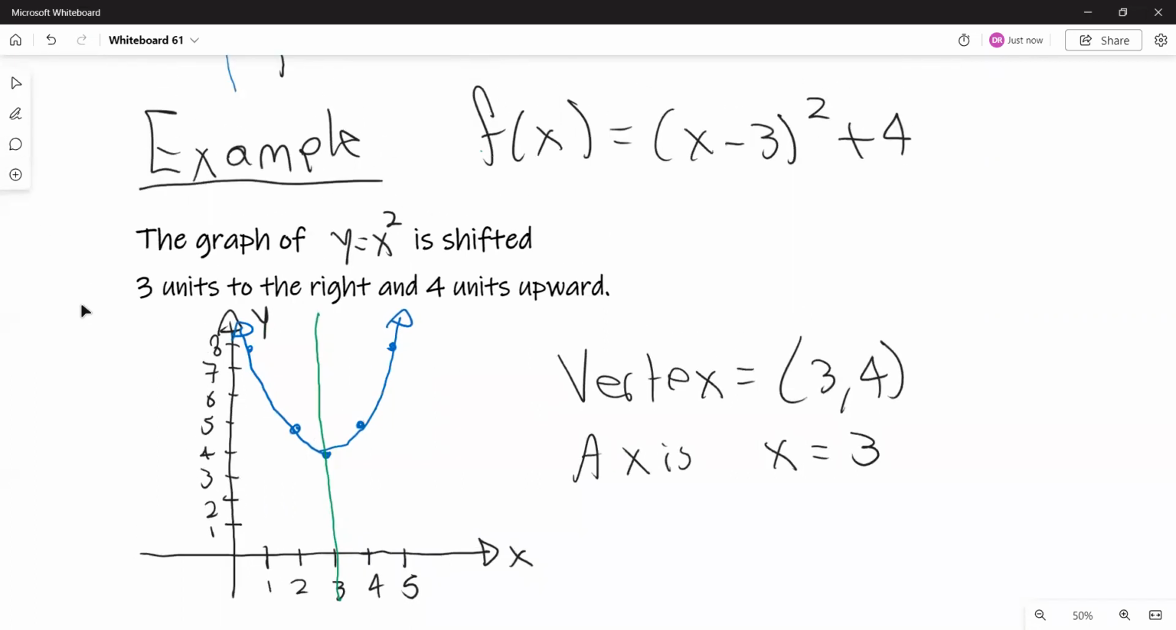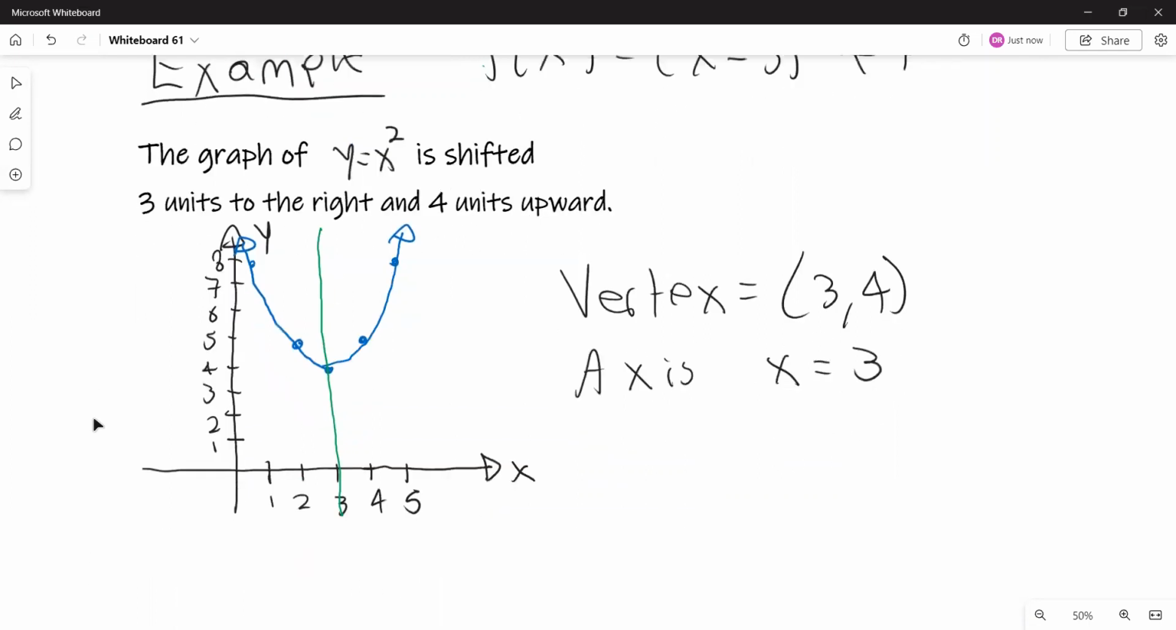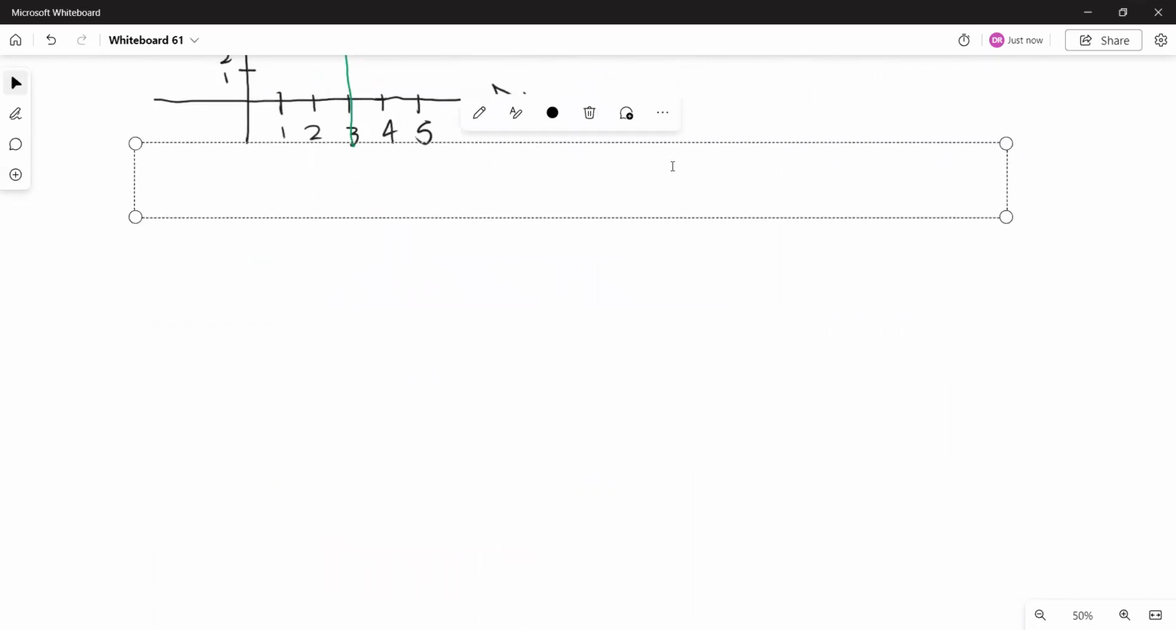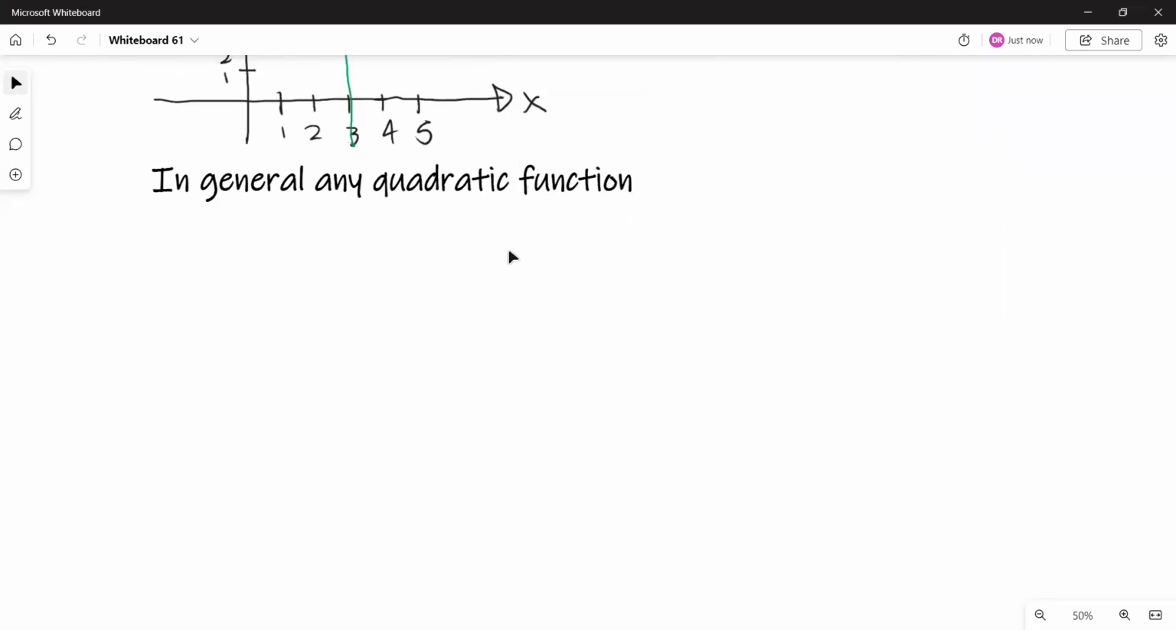So the last two examples were nice because the parabola was given in vertex form. But it's not always going to be the case. Well, you can write it in one way or another by completing the square or by FOILing. But in general, any quadratic function f of x equals ax squared plus bx plus c can be written in vertex form.